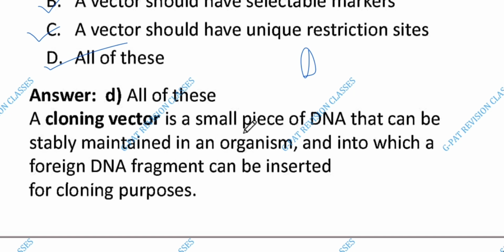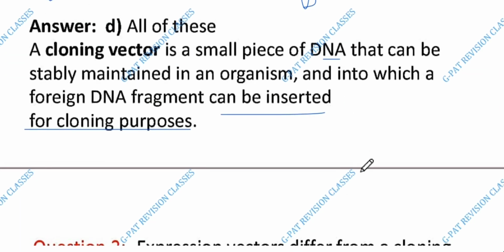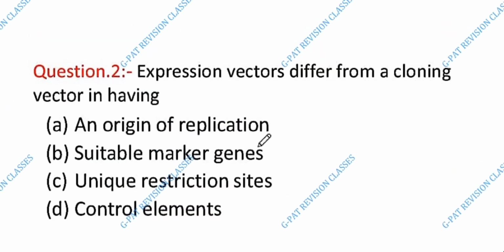A cloning vector is a small piece of DNA that can be stably maintained in an organism and into which a foreign DNA fragment can be inserted for cloning purpose. The answer is D. Next is second question number.